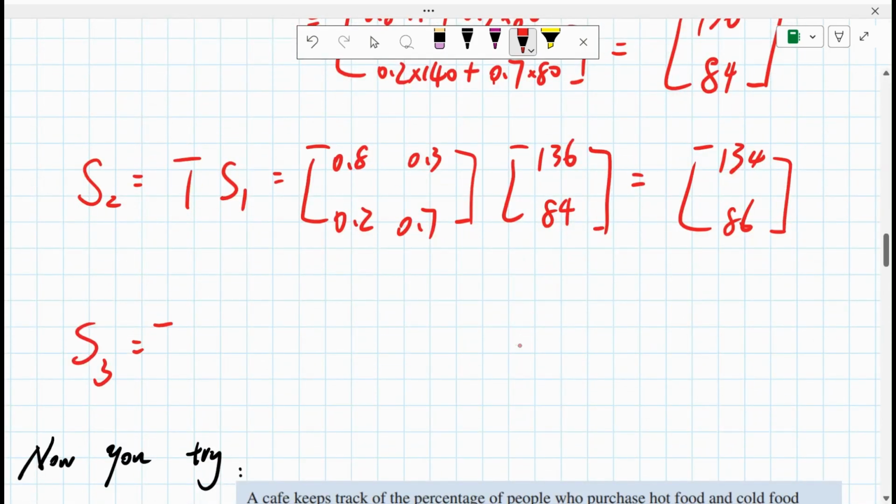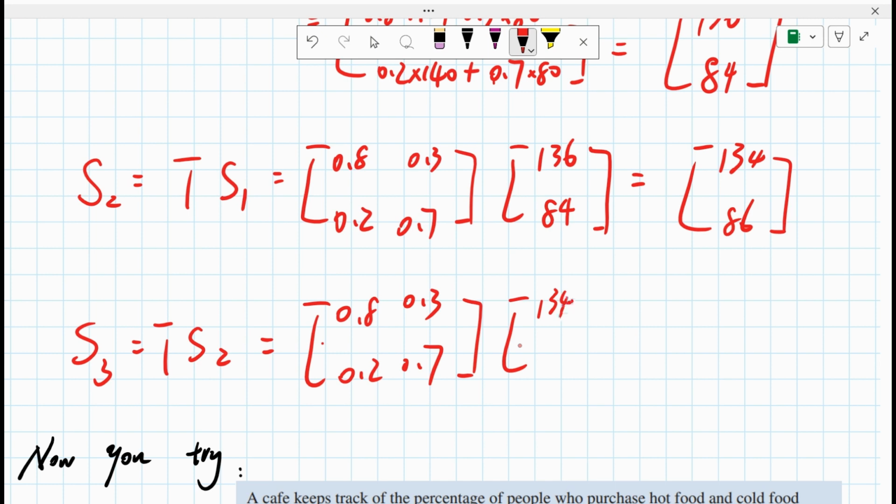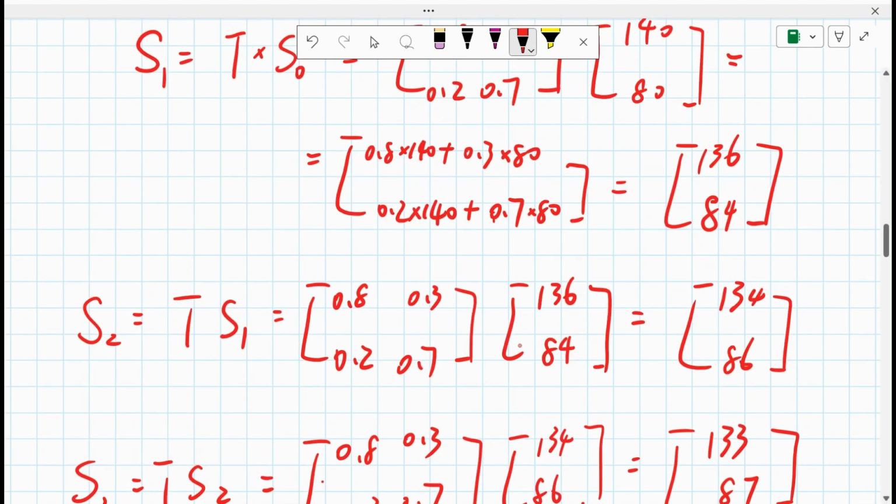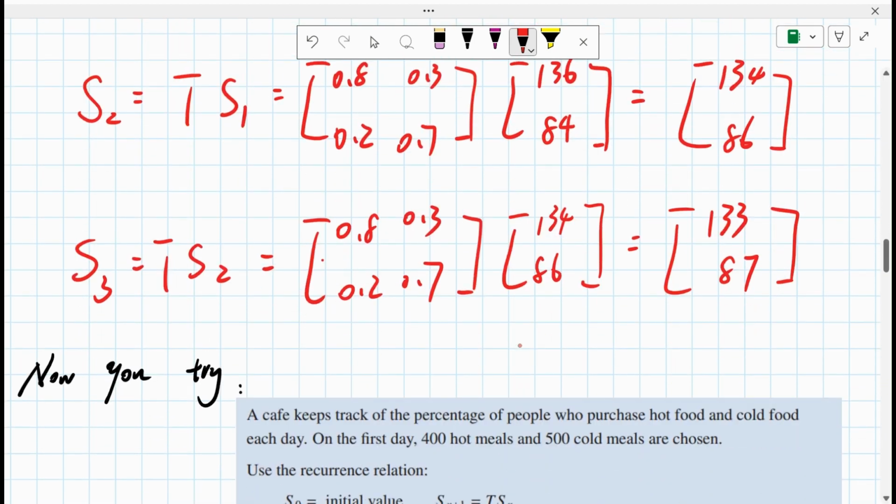So S3 equals T times S2, and with the same idea, 0.8, 0.3, 0.2, 0.7 times 134, 86, that equals 133 and 87. It turns out all these numbers add together to 220 people. That's how the transition looks, and that's called the state matrix.